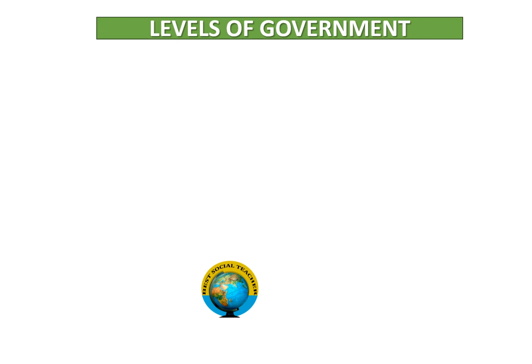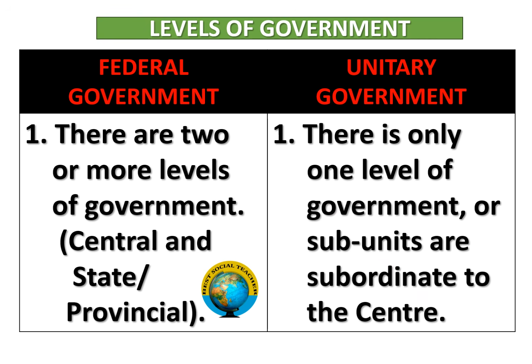Now we will discuss these differences deeply. First of all, levels of government. In federal government, there are two or more levels of government. There may be central government, state government and provincial governments. So, two or more levels will be there in federal government. In unitary government, there is only one level of government, or subunits are subordinate to the center.